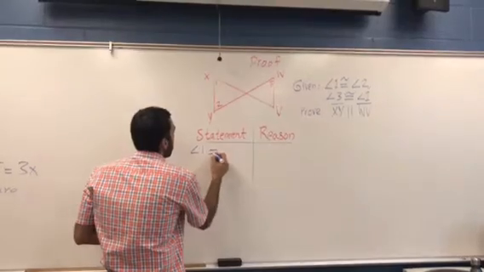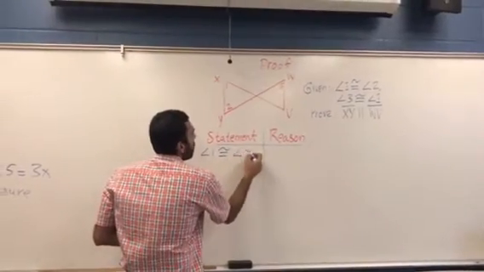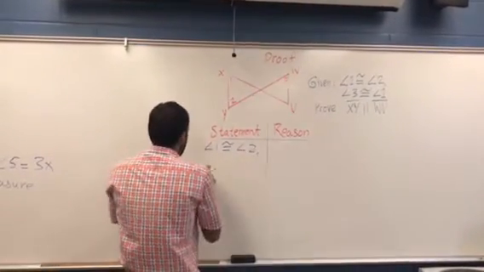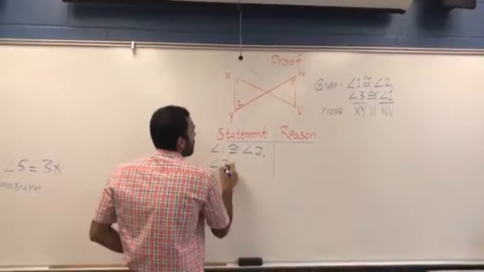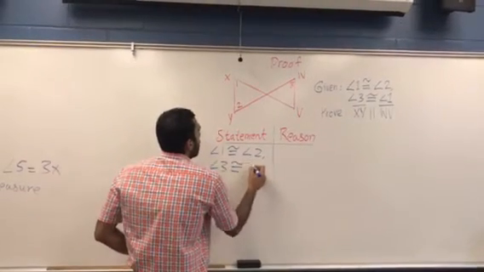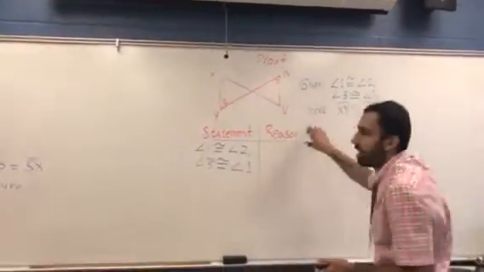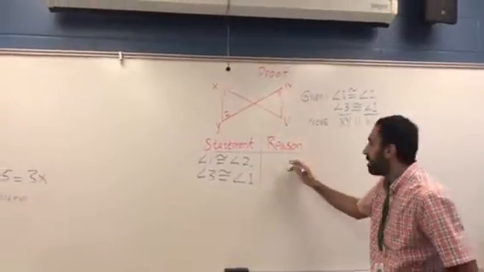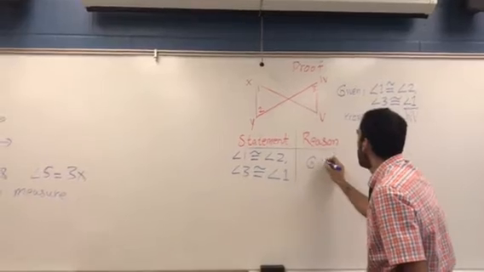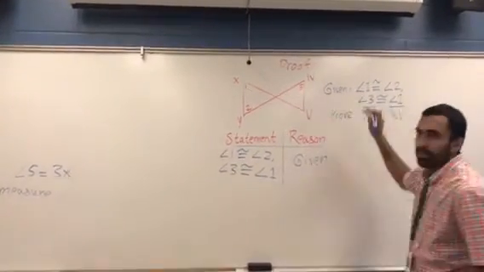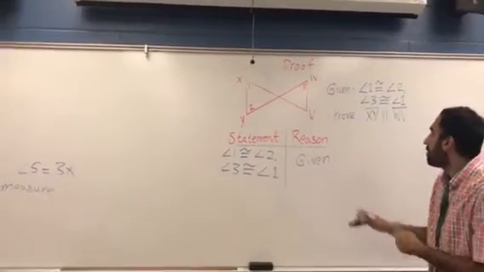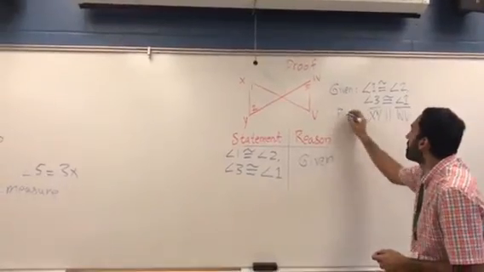Angle 1 is congruent to angle 2. What else are we given? Angle 3 right there is congruent to angle 1. And what's the reason for it? Why is that true? That's true because that's simply given information, all right? Good.